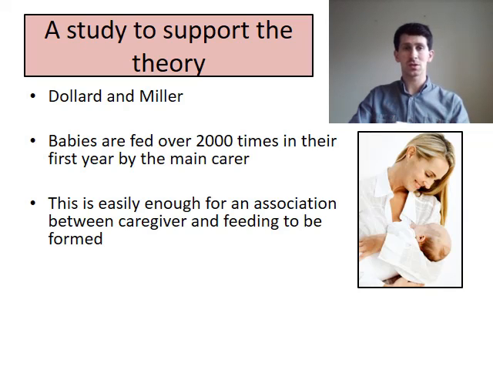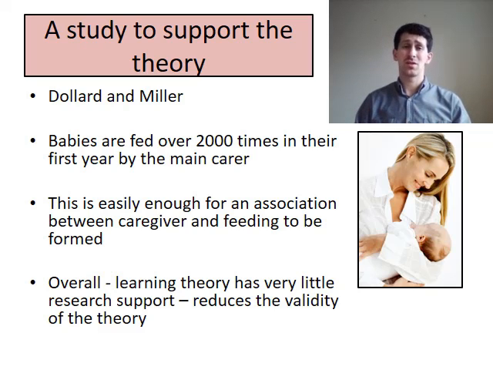And what Dollard and Miller said was that this is easily enough time for an association to form between the infant and the caregiver. So although it's not an exact finding for this theory, it does show that maybe there is enough opportunity in that first year, if they're fed 2,000 times, for the child to develop an association and an attachment with that caregiver. However, overall, there is very, very little research support for this particular theory. So that reduces the validity of the theory overall. This is probably the only study out there that supports it in a human environment.